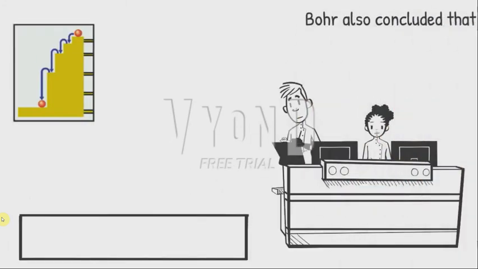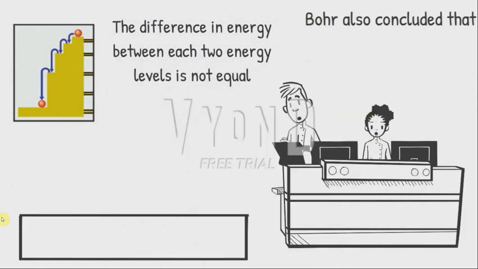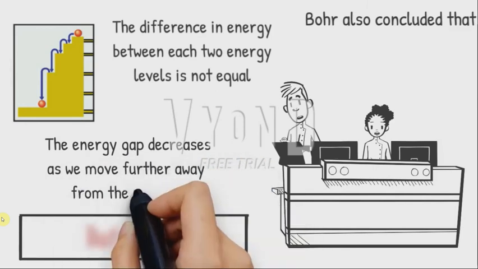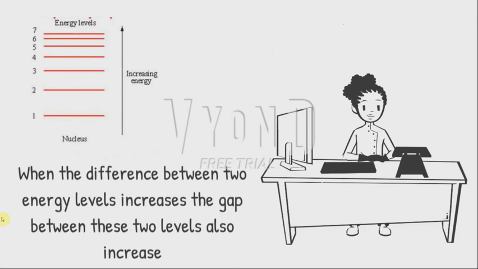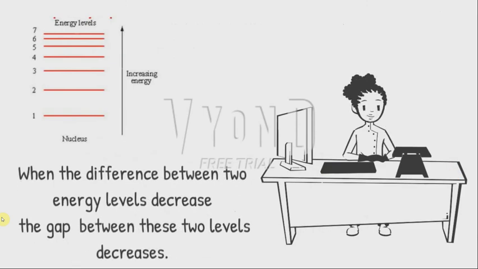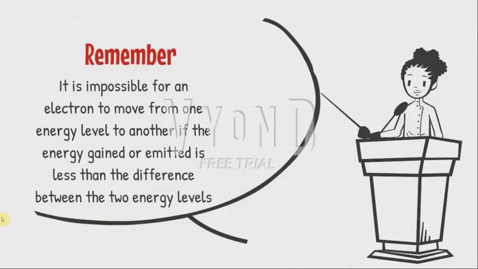Bohr also concluded that the difference in energy between any two energy levels is not equal. The energy gap decreases as we move further away from the nucleus. But why? When the difference between two energy levels increases, the gap between these two levels also increases. And when the difference between two energy levels decreases, the gap between these two levels also decreases. Remember, it's impossible for an electron to move from one energy level to another if the energy gained or emitted is less than the difference between the two energy levels.